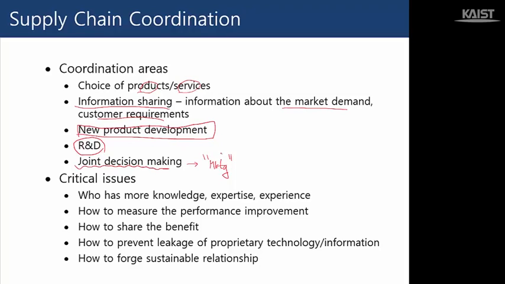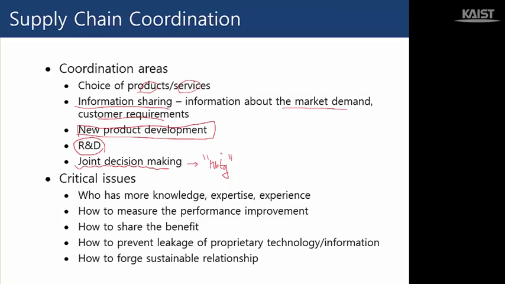Coordination seems a little simple terminology. It's kind of straightforward. Everybody has ideas about what coordination is, but in reality, when the companies, when the supply chain partners decide to coordinate with each other, there are some very difficult issues, sometimes thorny issues that are not easy to resolve between these supply chain partners. These issues usually are driven by some of these questions.